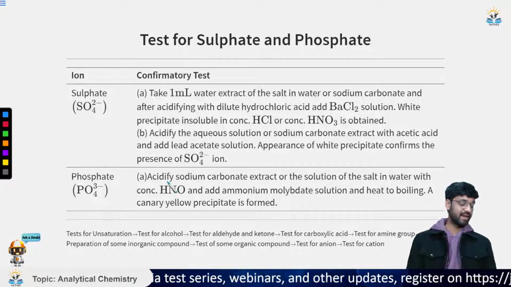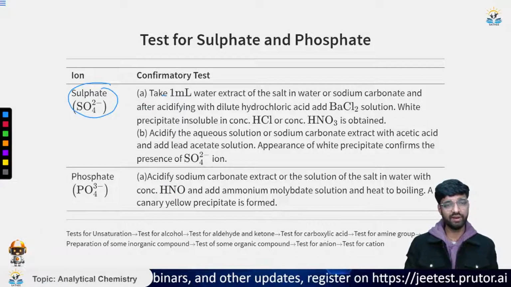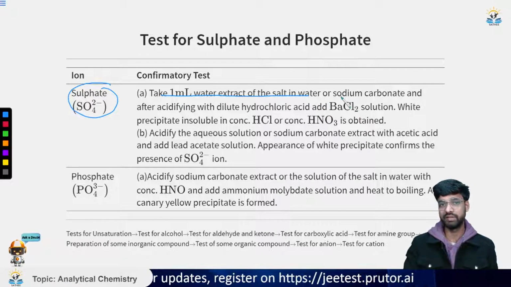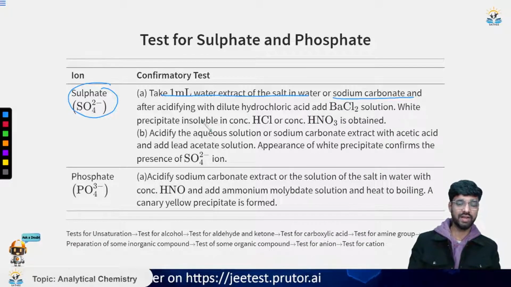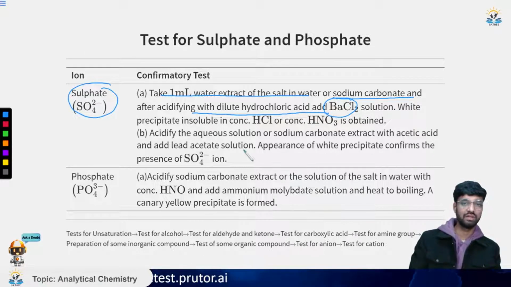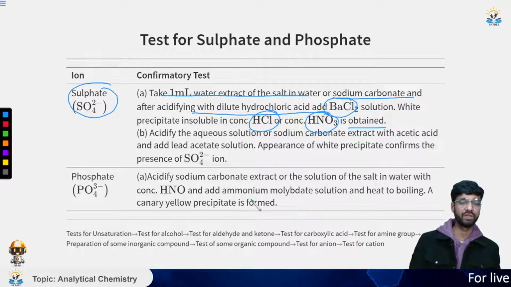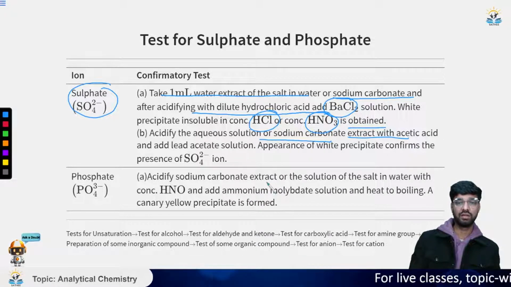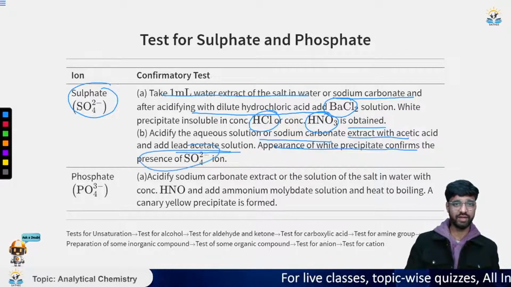Now the remaining two anions are sulfate and phosphate. We take 1 ml of water extract of the salt. If we do not get any of those confirmatory tests positive, then we take the 1 ml extract of the salt in water or sodium carbonate, acidify it with hydrochloric acid, and then add BaCl2 to the solution. Then a white precipitate insoluble in conc HCl and conc HNO3 is obtained. Now if we acidify the aqueous solution of sodium carbonate extract with acetic acid and add lead acetate solution, appearance of a white precipitate confirms that we have SO4 2-.